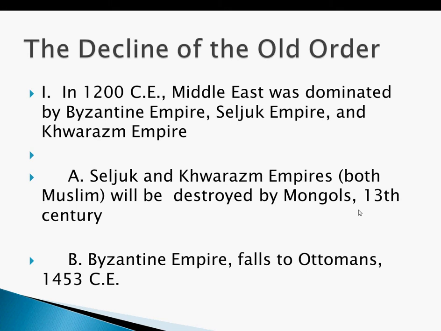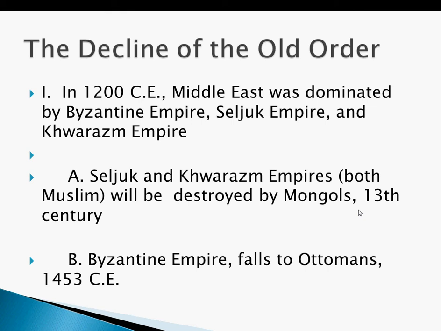In 1200 CE, the Middle East was dominated by the Byzantine Empire, the Seljuk Empire, and the Khwarezm Empire. Now, the Seljuk Empire and Khwarezm were both Muslim empires. Byzantine was considered a Christian empire. And then you have the decline of the Song dynasty in 1200 CE, and eventually they will be taken over by the Mongols. The Seljuk and the Khwarezm empires, both Muslim, are going to be destroyed by the Mongols at the end of the 13th century.